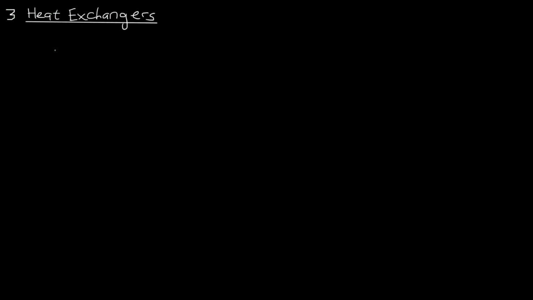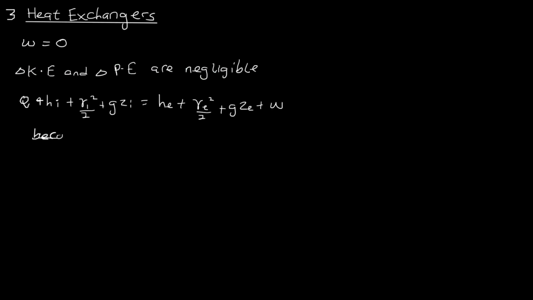The third steady flow device we'll be considering is heat exchangers. Heat exchangers are devices where two moving fluid streams exchange heat without mixing. Heat exchangers typically involve no work interactions and negligible kinetic and potential energy changes. So for a heat exchanger, our energy equation becomes heat flow plus specific enthalpy at the inlet equals the specific enthalpy at the exit, or heat flow equals the difference in enthalpies.